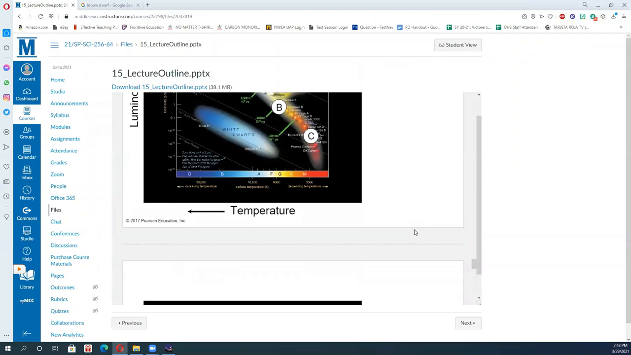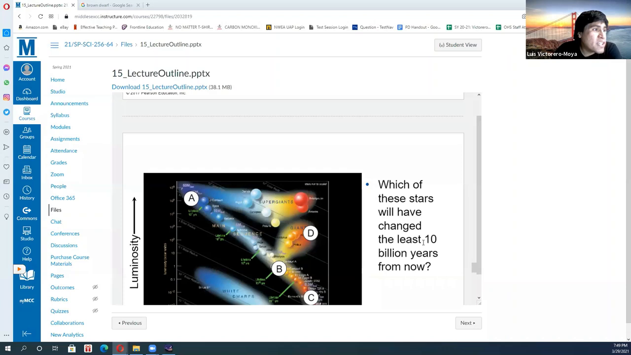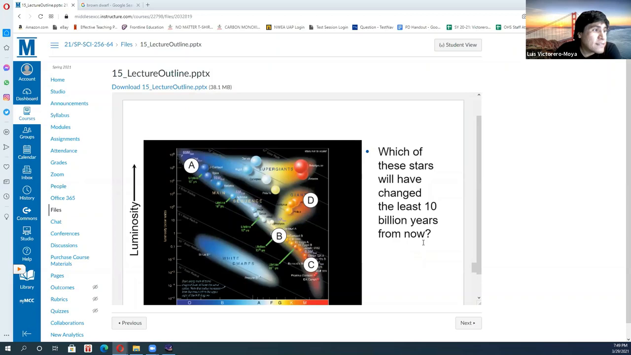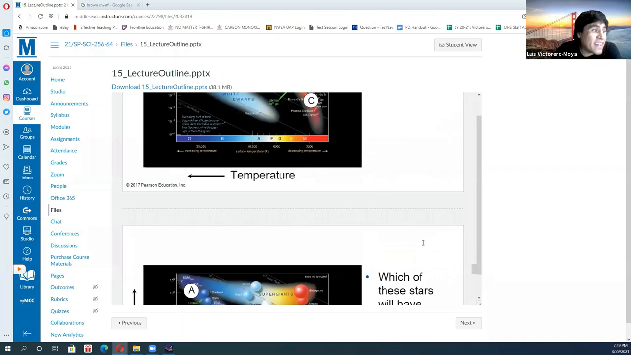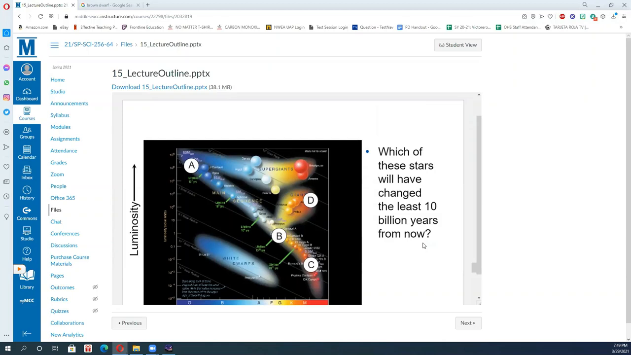Which of these stars will have changed the least 10 billion years from now? Be careful. See? Nice. Yes. How do you know it was C, by the way? Because I know the redder it gets, the longer the lifetime. Nice. Good job. So it's good. I was afraid that there was too much information today on this. Very good. So yes, the redder you are, the more lifetime. So obviously 10 billion years won't be enough for this. This is 100 billion years lifetime.